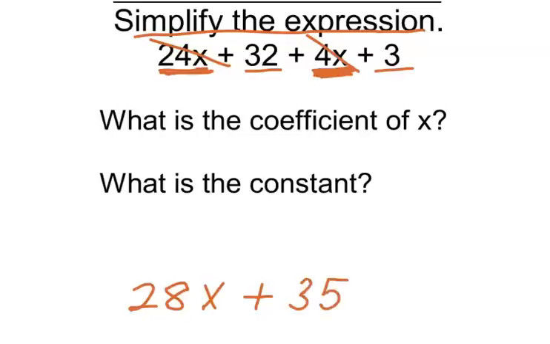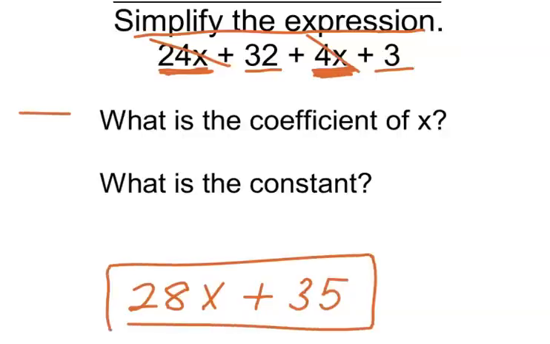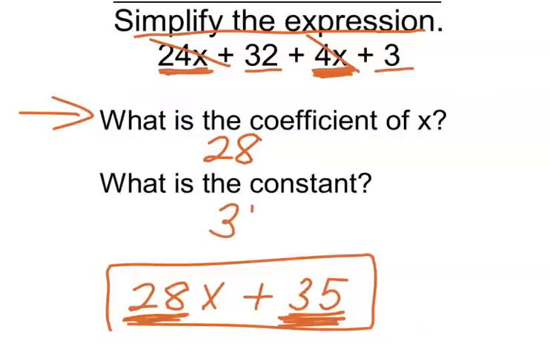All right, we just simplified the expression. So utilizing this information, let's answer these. What is the coefficient of x? Remember, guys, the coefficient is the number that is next to the variable. So the coefficient is 28, not 28x, just 28. And what is the constant? Well, that's the one that does not have a letter by it, so that would be 35. So the coefficient is 28 because that's next to the letter, and the constant is 35.